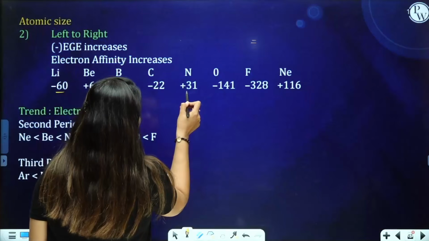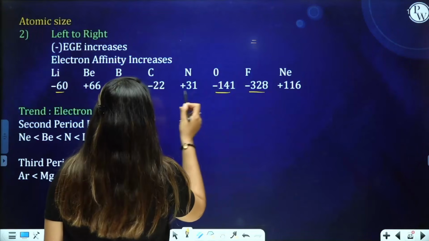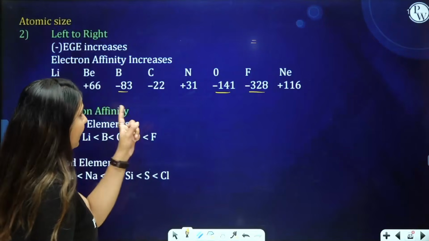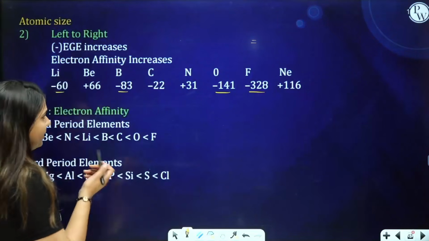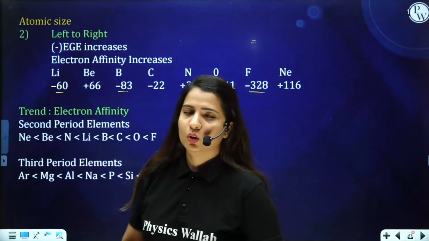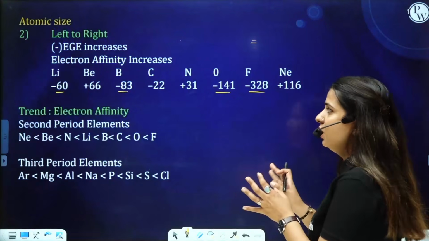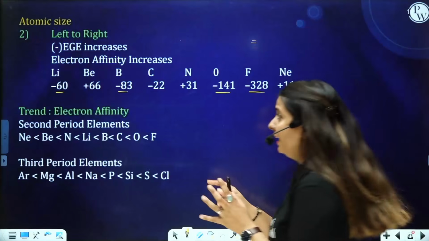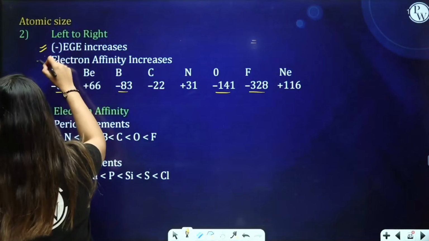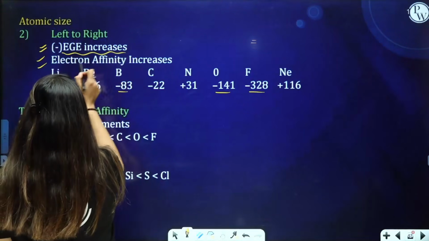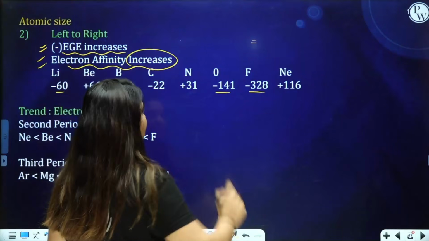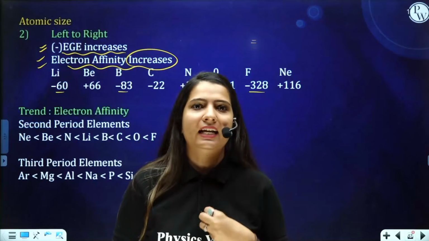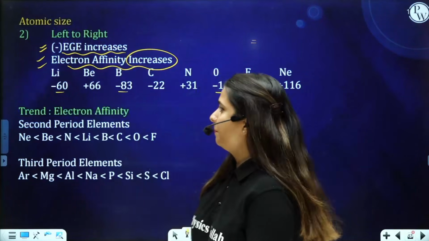Your magnitude is getting increased. There are some exceptions present over here, but your magnitude is getting increased. That means that you want electron. You want to accept the electrons effectively. Just don't look at the exceptions over here, I will discuss them later. But right now, when you're moving from left to right, your negative electron gain enthalpy increases, your electron affinity increases. That means you want electron, because your size is getting decreased. You can easily accept the electrons, right?